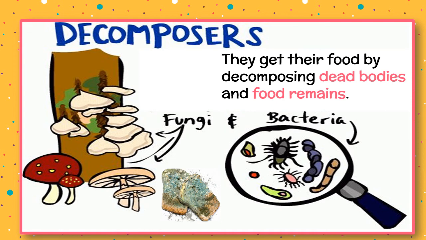as rotten fruit, rotten bread. They are called food remains. Decomposers are some types of bacteria and some types of fungi as mushroom.